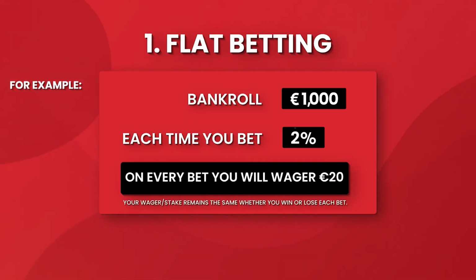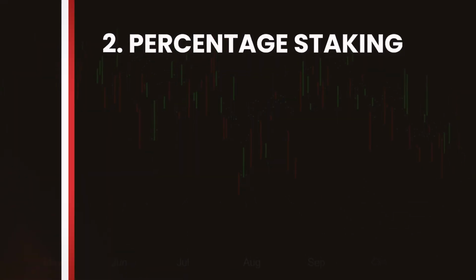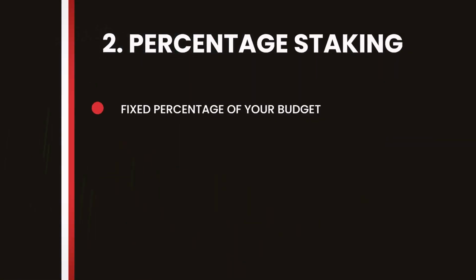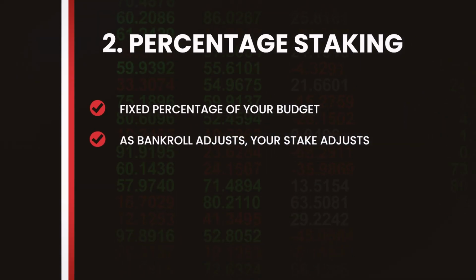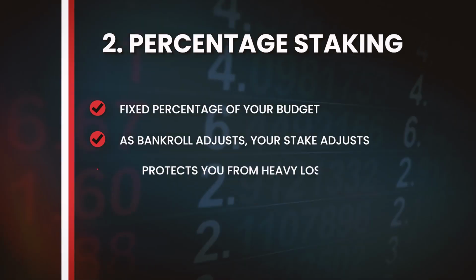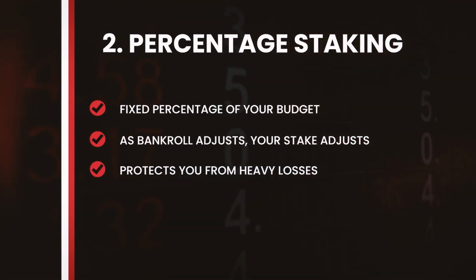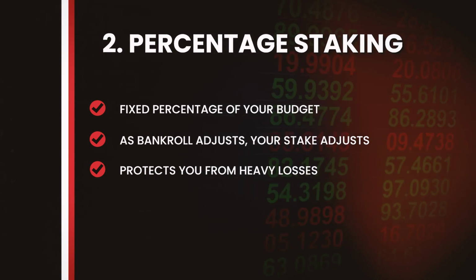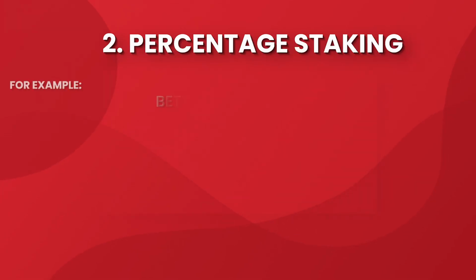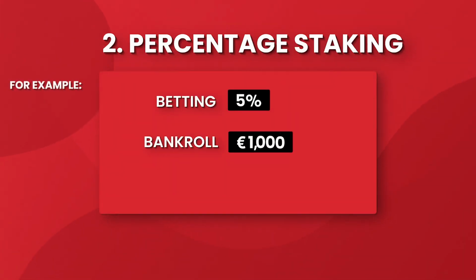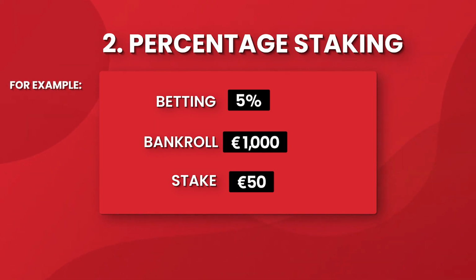Number 2 is percentage staking. It involves staking a fixed percentage of your current budget. As your bankroll grows or shrinks, your stake adjusts accordingly. This plan naturally protects you from heavy losses and scales your stakes during winning runs. It is dynamic and budget-sensitive, helping long-term sustainability in your betting strategy. For example, betting 5% of a 1,000 euro bankroll is 50 euro. If it drops to 800 euros, the stake becomes 40 euros.